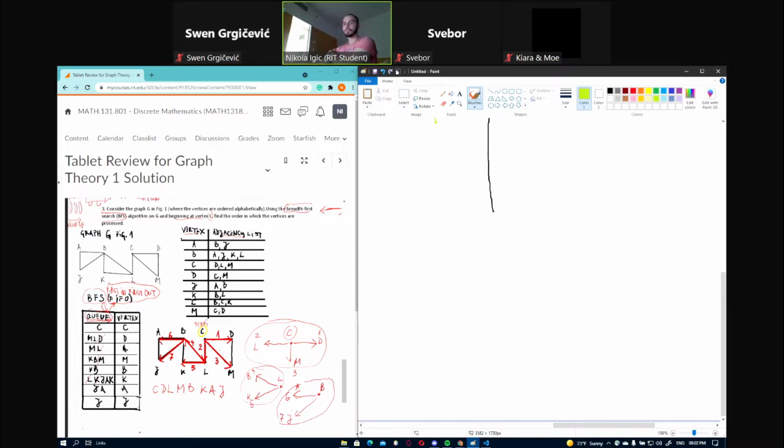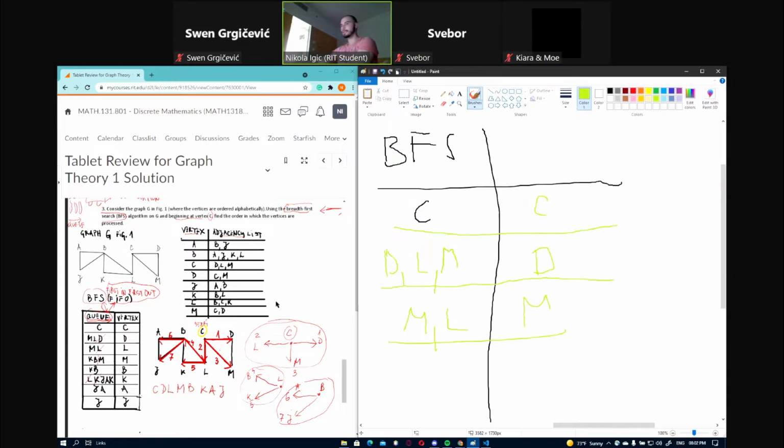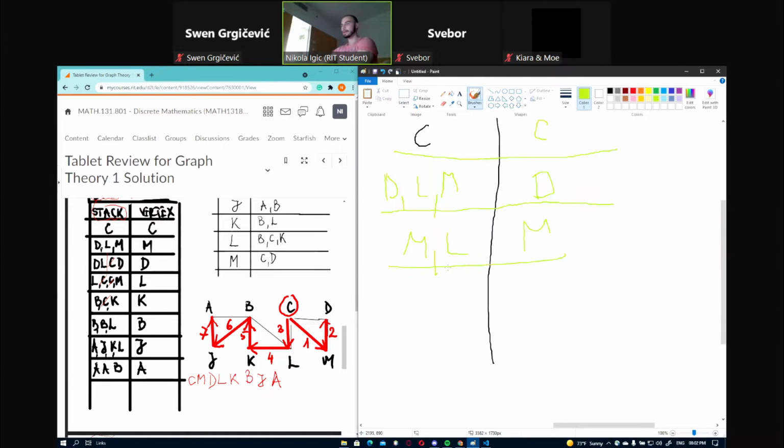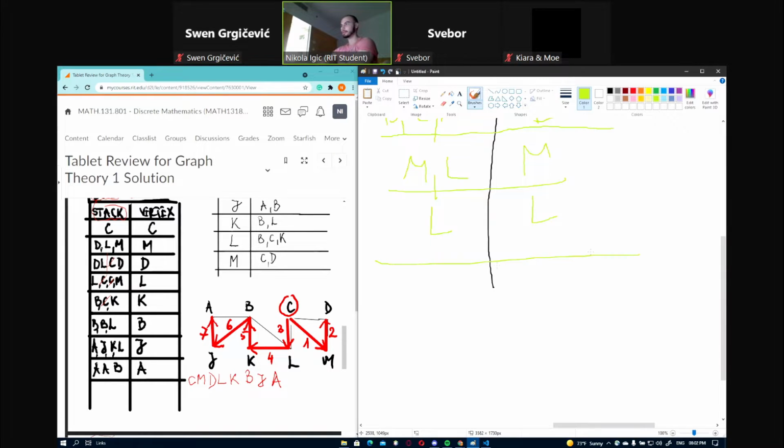Okay, so what are you writing here? You're writing where you can jump, like we started from C. From C, I can jump to D, I can jump to M, and let's write L. And where will I jump to? Nothing more is possible. Where can I jump from L? To B and K.